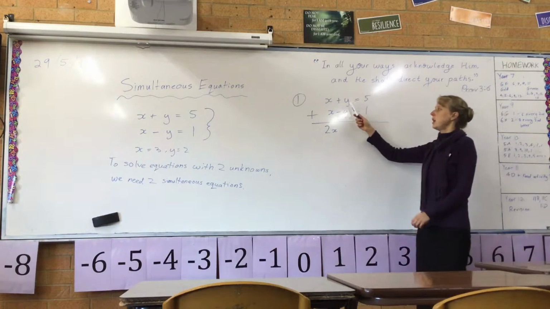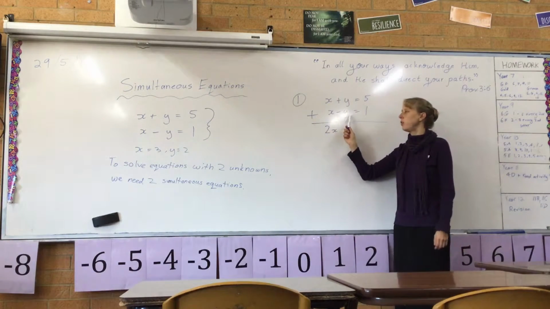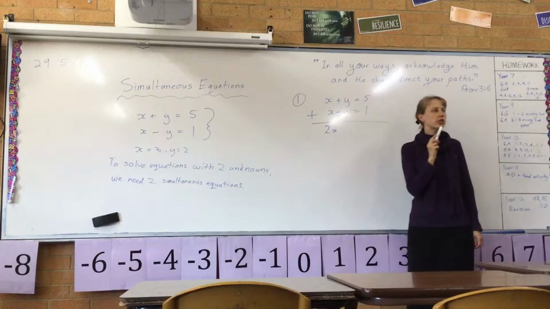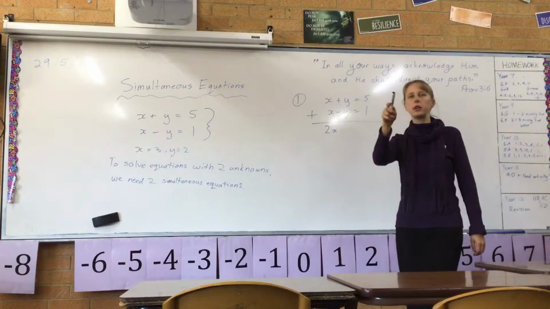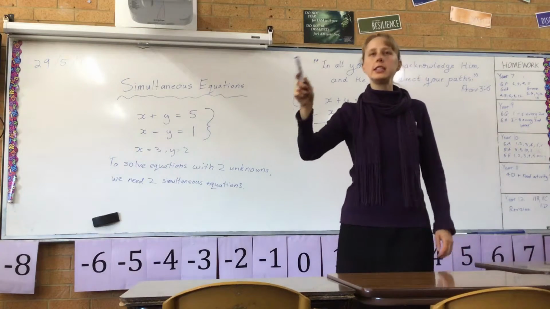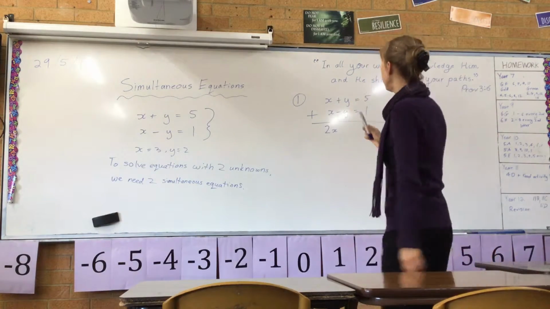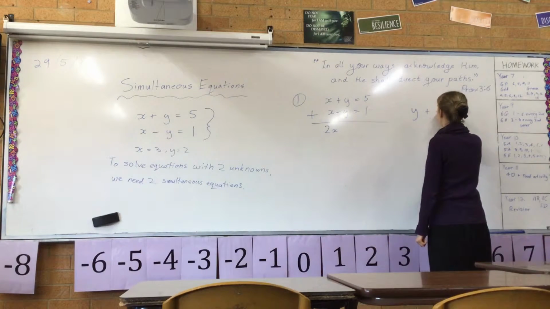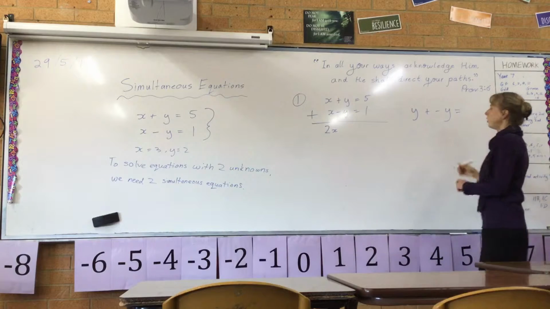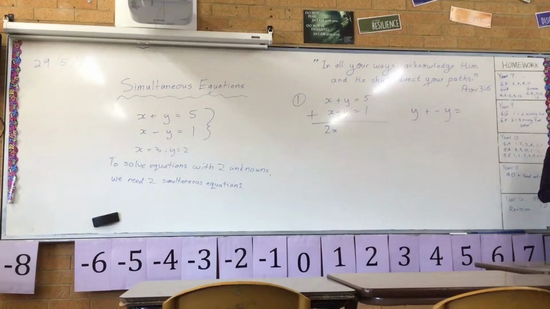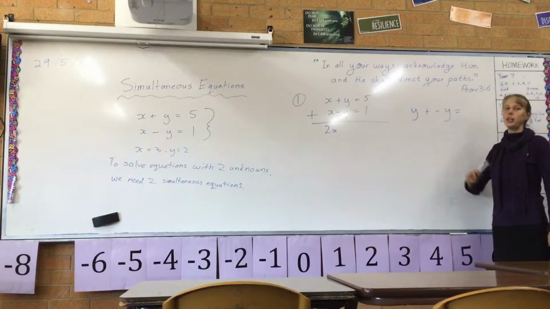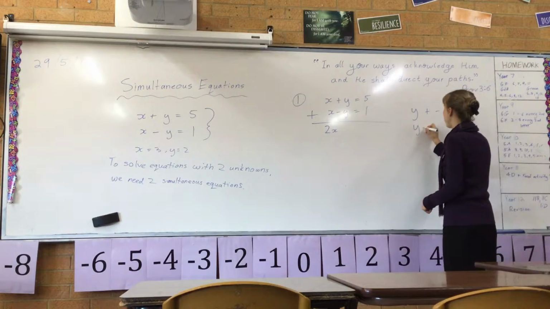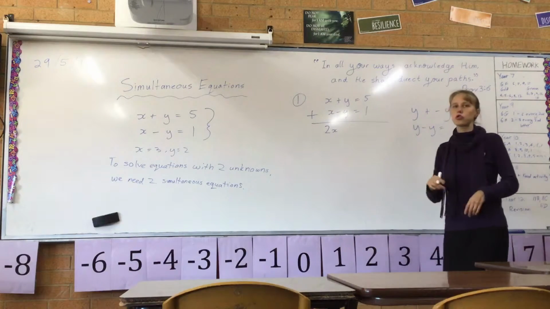Over here, y plus negative y. So I'm hearing 2y, and I heard something else over here. I'm hearing 0 as well. So, let me write it out over here. y plus minus y. Do you remember back in year 7, if you love to hate your dog, you hate it. Okay, so y minus y actually equals 0.